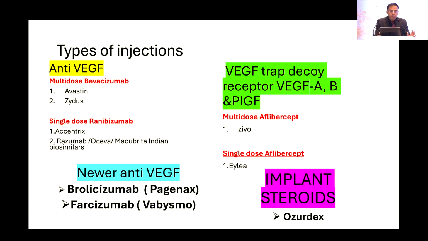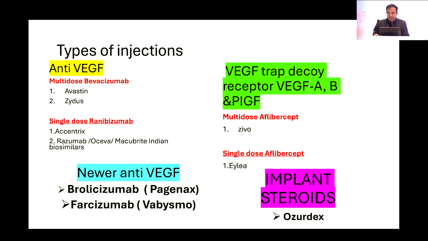So when we talk about injections, we need to understand that we have the anti-VEGFs, the regular ones, which can be Avastin or Zydus, or single dose ranibizumab injections like Eccentrics or Indian biosimilars like Razumab, Osiva, Macubrite. And then we have new injections, like a VEGF trap or a decoy receptor like aflibercept, known as ILIA. And now newer anti-VEGFs have come like Pagenex, brolucizumab, faricizumab, and implant steroids.